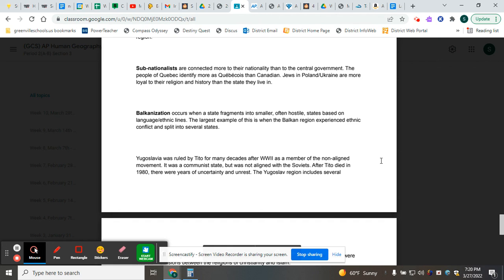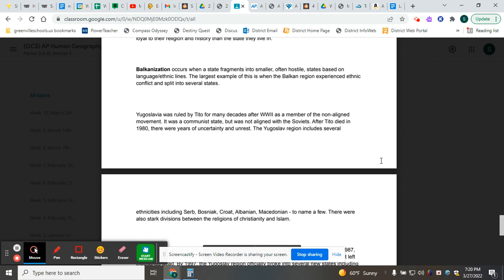Balkanization. The best example of this was when the Balkan region experienced ethnic conflict and split into several states after Yugoslavia failed. Yugoslavia, when it was ruled by Marshal Tito for many decades following World War II, was a member of the non-aligned movement. It was a communist state, but as I mentioned earlier, it was not one of the Soviet Union's homeboys. After Tito died in 1980, there were years of uncertainty and unrest.